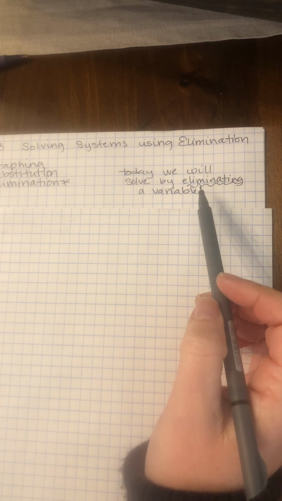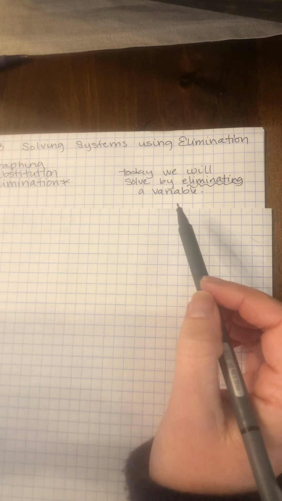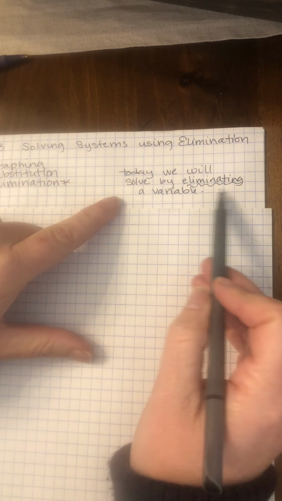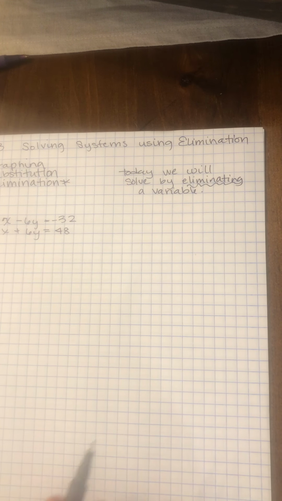When we're finished, our answer will look the same. It's an X and a Y. It's a point on a graph. And we're going to do that by eliminating a variable. So let's jump into an example.